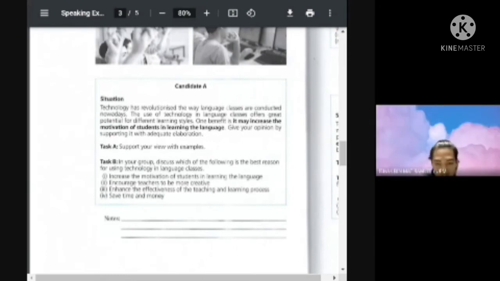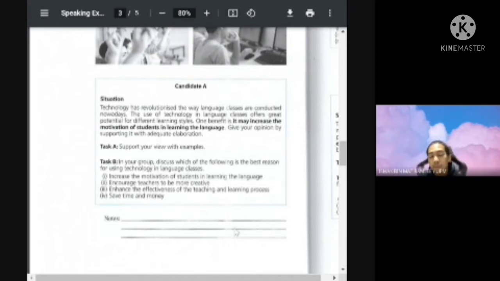Okay, we are back. Now we are going to go through task B, where we discuss in our group which point is best suited to represent the main point: why would we use technology to learn language? In this part, we're going to start with candidate D first, then C, B, and A. So I'm candidate D.